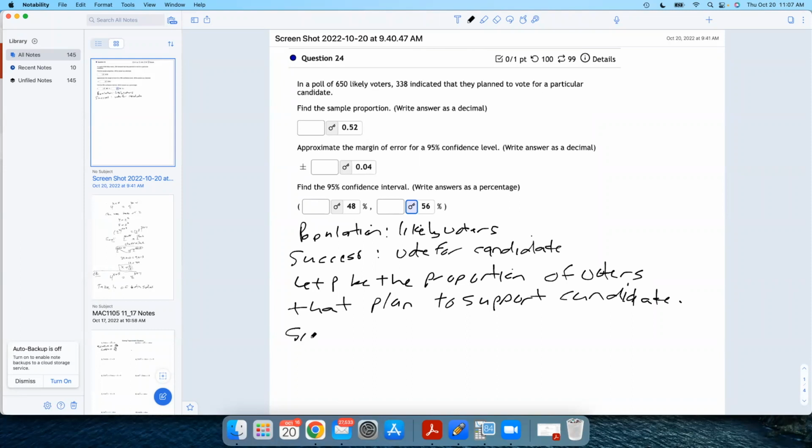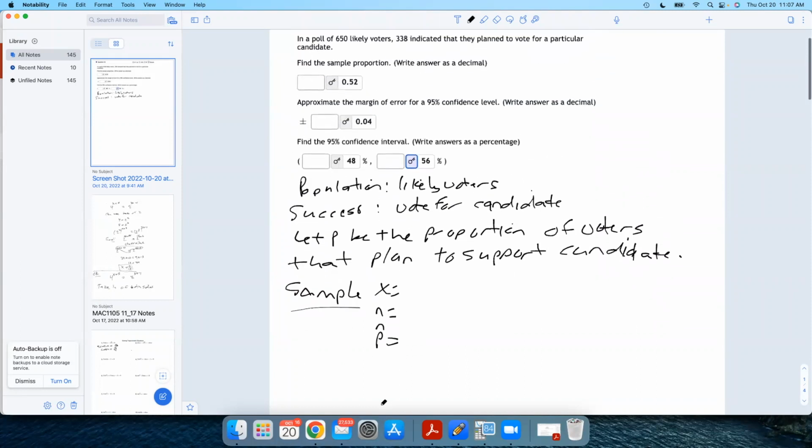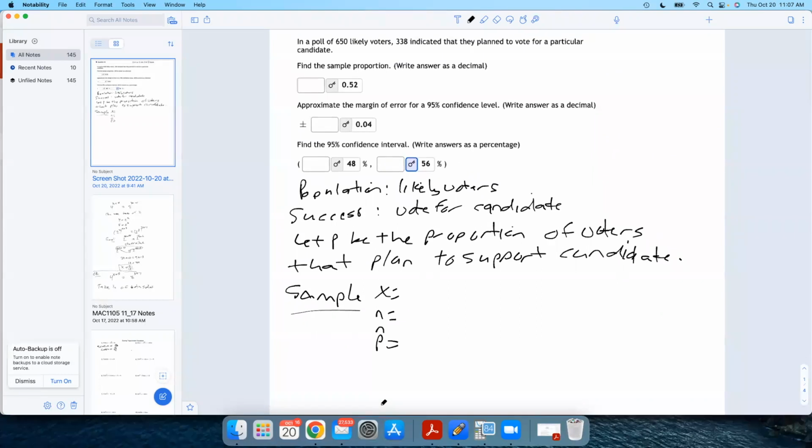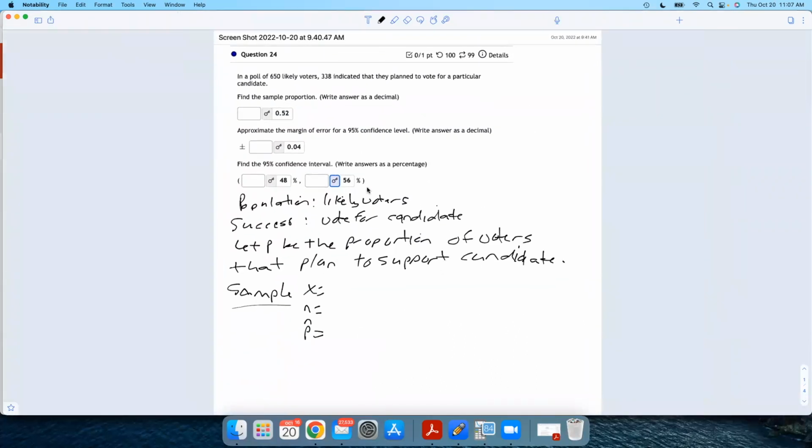Okay, then we have our sample statistics. There are always 3 numbers. They're always going to give us 2 out of the 3. X is, if you don't know what the letters stand for, you're going to do so bad on all the tests. You got to learn what all the letters stand for. X is the number of actual successes in the sample. How many in the sample, a whole number, did success, whatever that is. In this case, 338 said they're going to vote for this guy. That's my number of successes.